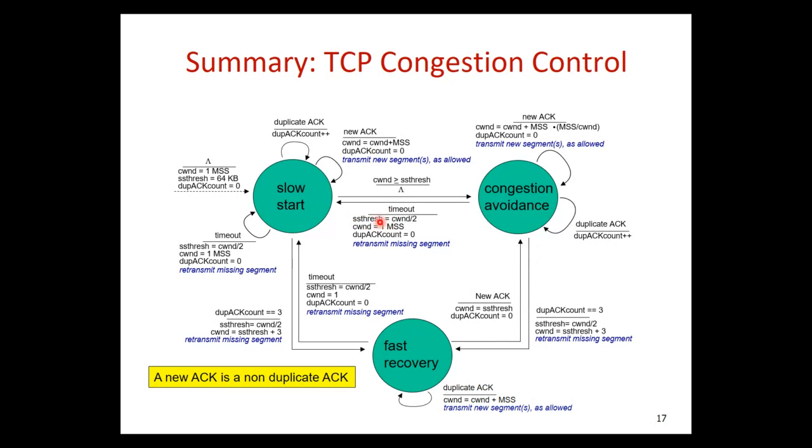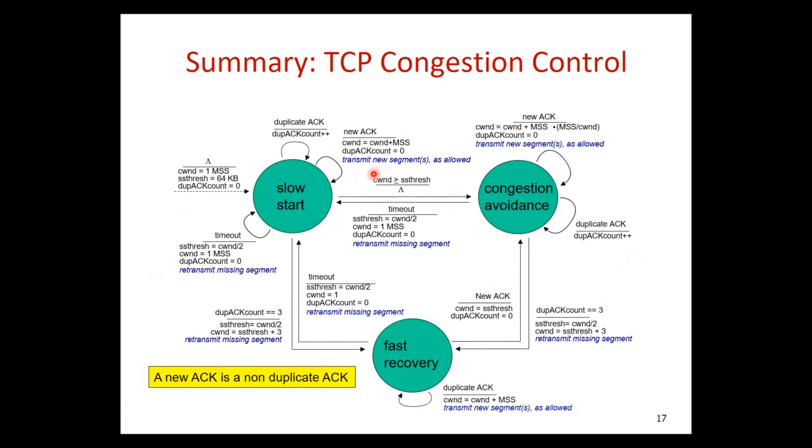update SS threshold. So here you can verify that throughout this FSM, whenever there is a packet loss, whether it's caused by timeout or 3 duplicate ACKs, SS threshold is updated to be CWND divided by 2. Okay, the second thing is no matter what state you are in, if you have 3 duplicate ACKs, you will go to this state. And you will update your SS threshold, right? And set CWND to be CWND divided by 2 plus 3. Okay, so I think these are the key points.